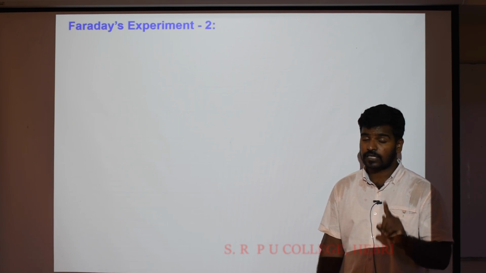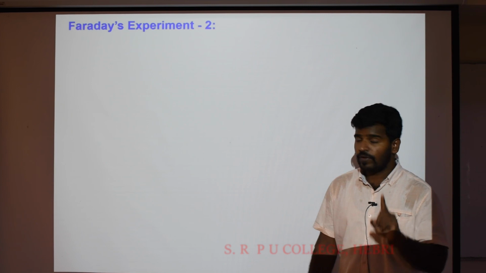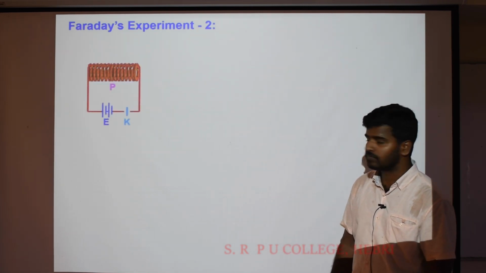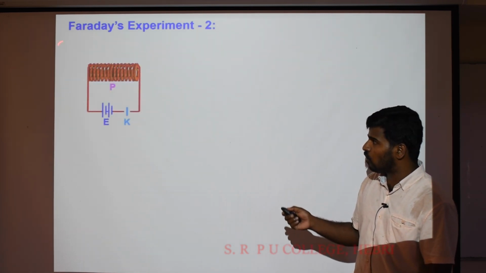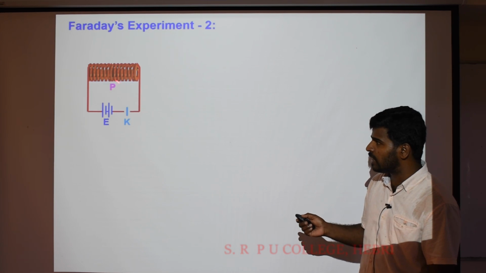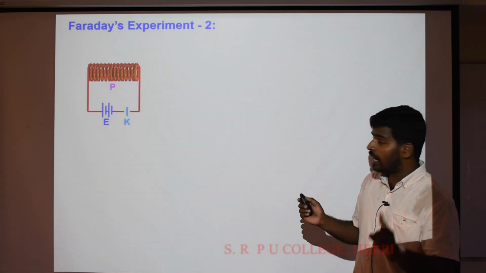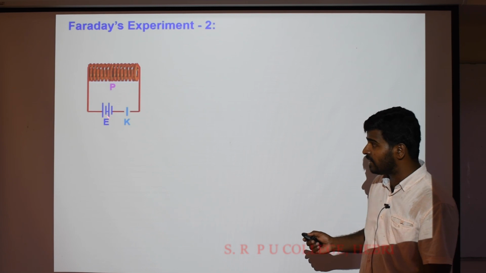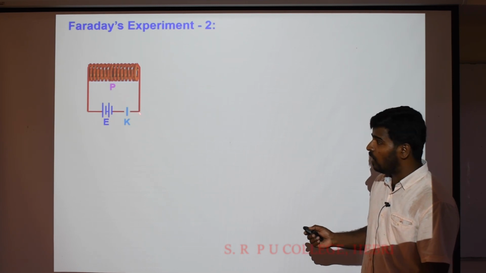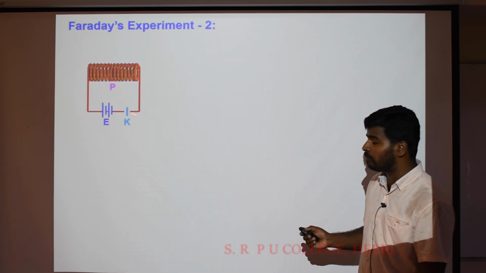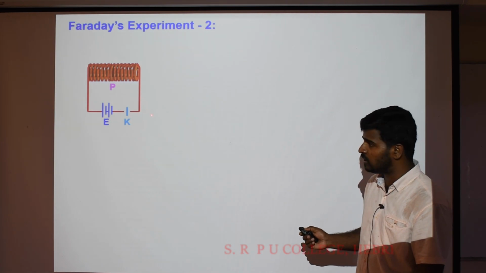That you would write: current induced by varying current. See the diagram now. See here, the coil that is expressed by the term P, and the coil is connected to a battery. E refers to the battery along with the key. That key is known to be a tap key. What about that key is known as a tap key?